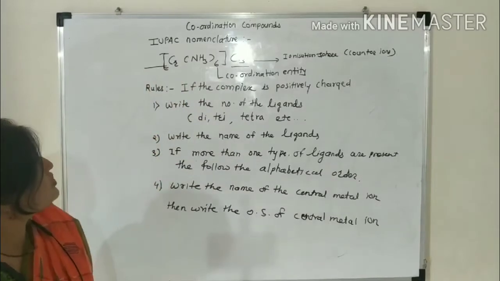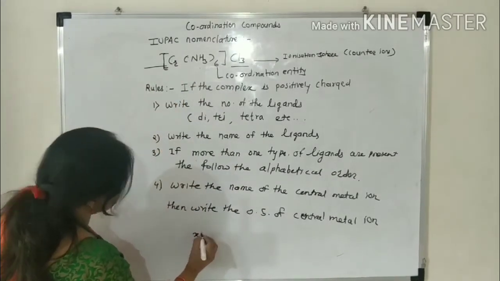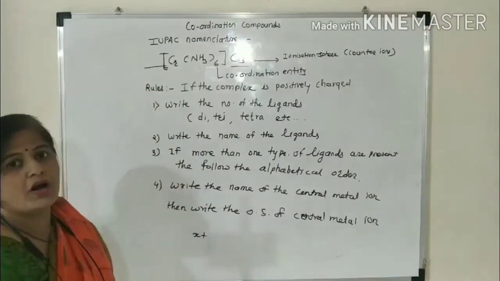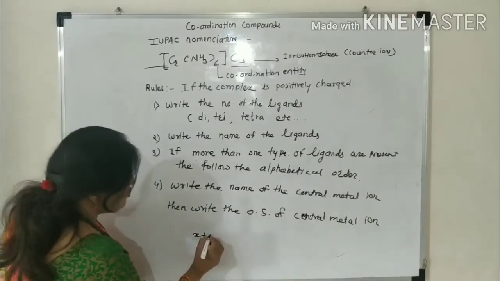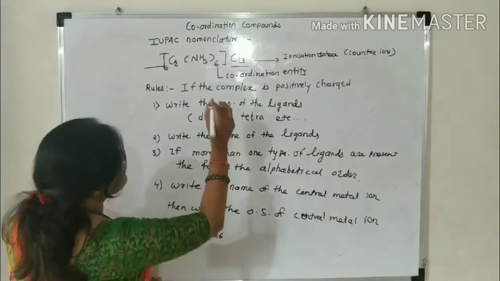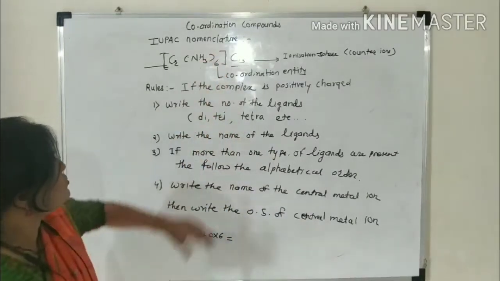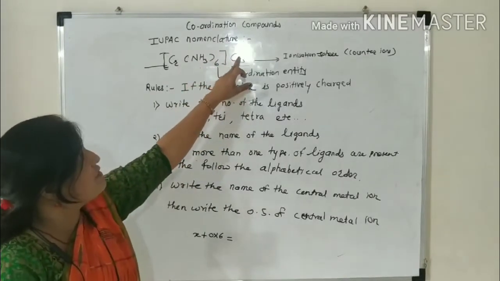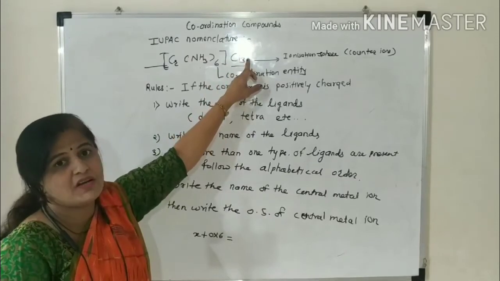You have to calculate, lastly you have to calculate the oxidation state of the chromium. What will be the oxidation state here? Chromium's oxidation state will be X. Then how many ligands are present? 6. That is ammonia. Ammonia is a neutral ligand that carries 0 charge. Means here 0 into 6. Then it is equal to how much charge will be present on this coordination entity? That will be +3. Why is it +3? Because the counter ions carry -3 charge.